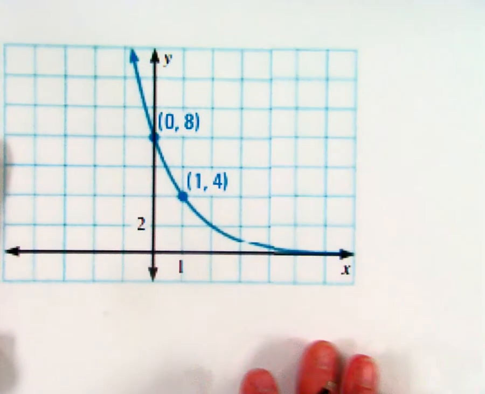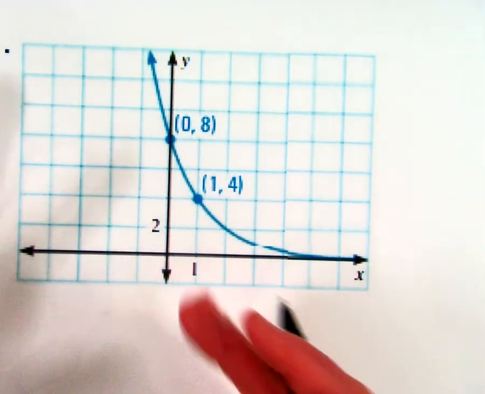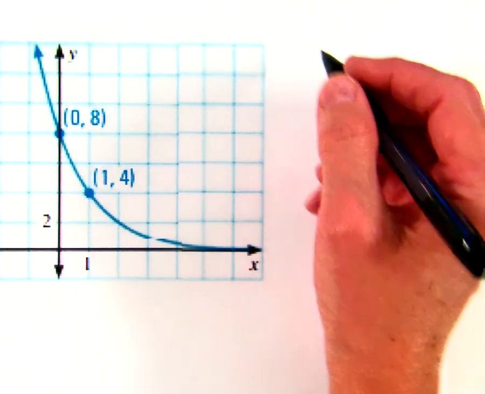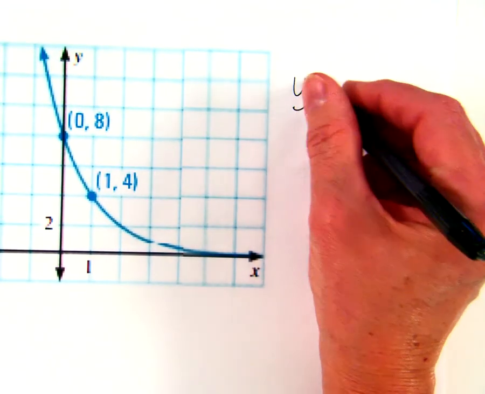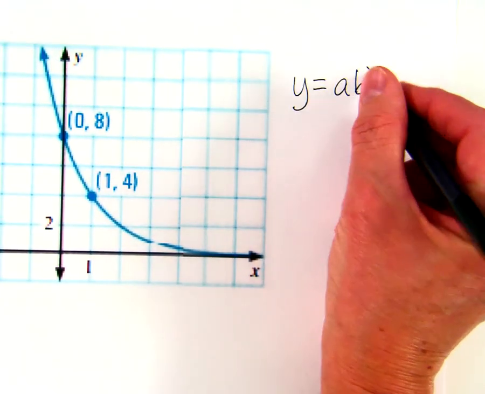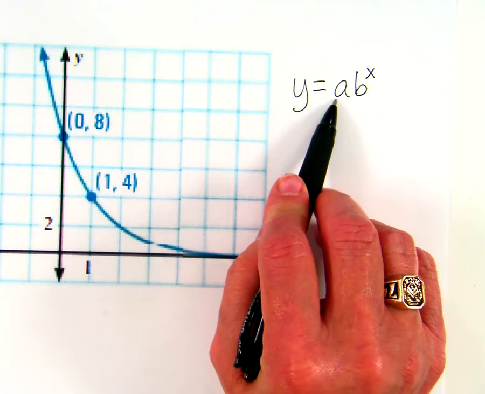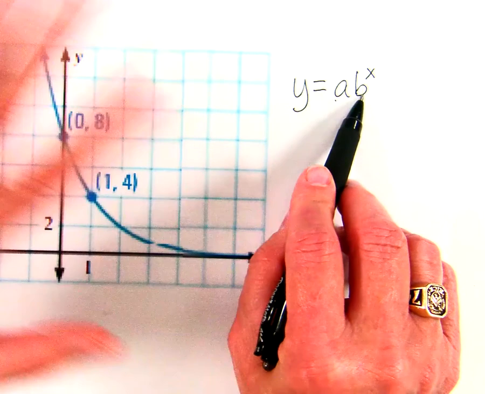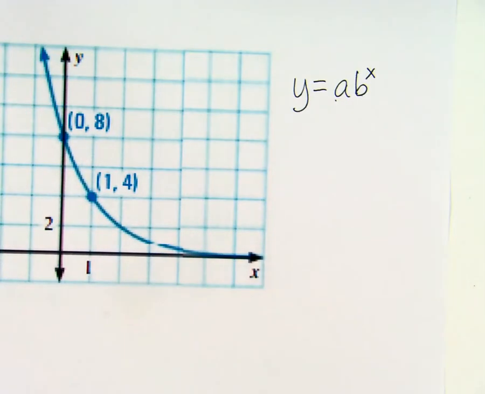Okay, next one up. Here's one that's going downhill. We're going to do the same thing. We want to find the equation for this function. We recall that the standard form is y equals a times b to the x. A is the y-intercept, and b is the growth factor, or in this case, the decay factor, since it's going down.